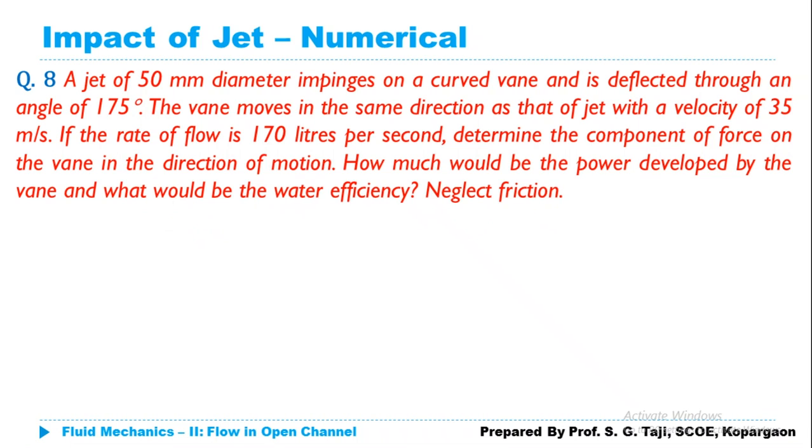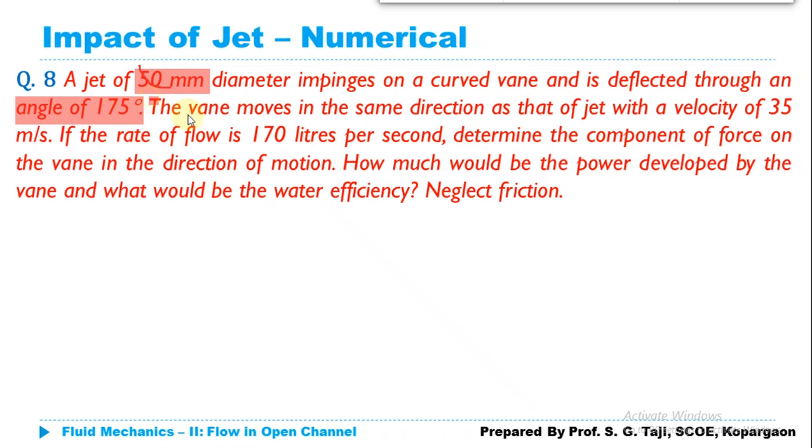First and foremost thing, we will write down all the given data, what they have given. So first we will identify what they have given in this numerical. A jet of 50 mm diameter, diameter of jet is given as 50 mm. Next, it impinges on the curved vane and is deflected through an angle of 175 degrees. Now our jet is getting deflected by an angle of 175 degrees. Where it is getting deflected is not mentioned yet, but it is deflecting after striking. That's clear.